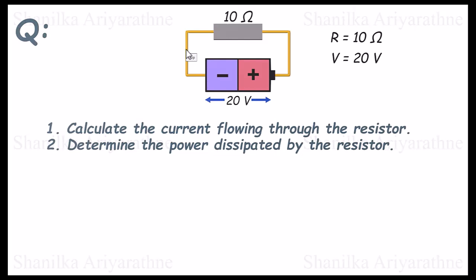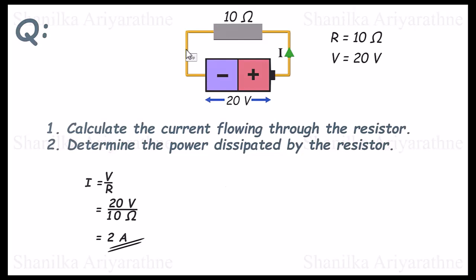Calculate the current flowing through the resistor and determine the power dissipated by the resistor. First, to calculate the current, we can use Ohm's law. Current equals the voltage divided by the resistance. The current flowing through the resistor is 2 amperes.